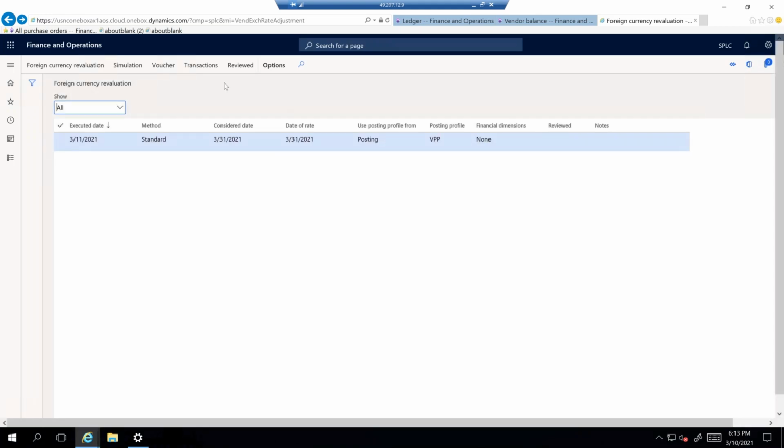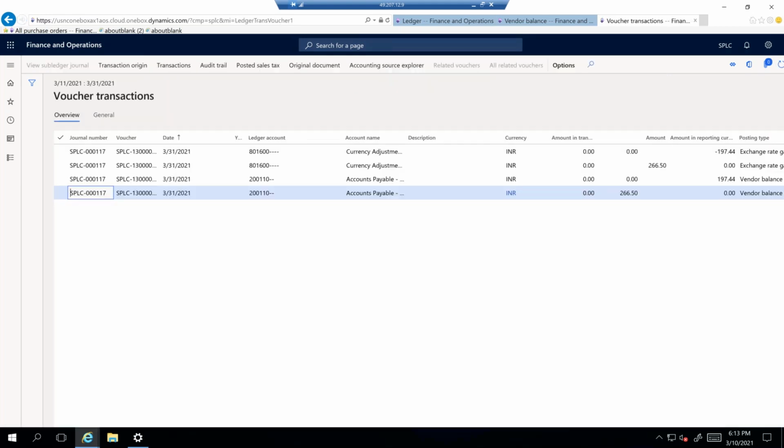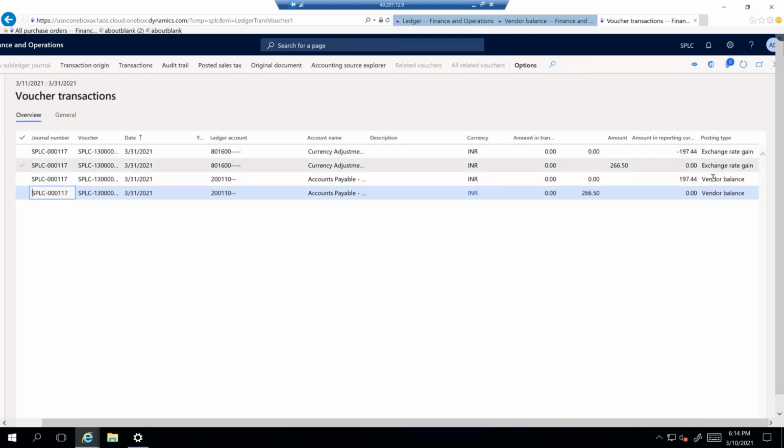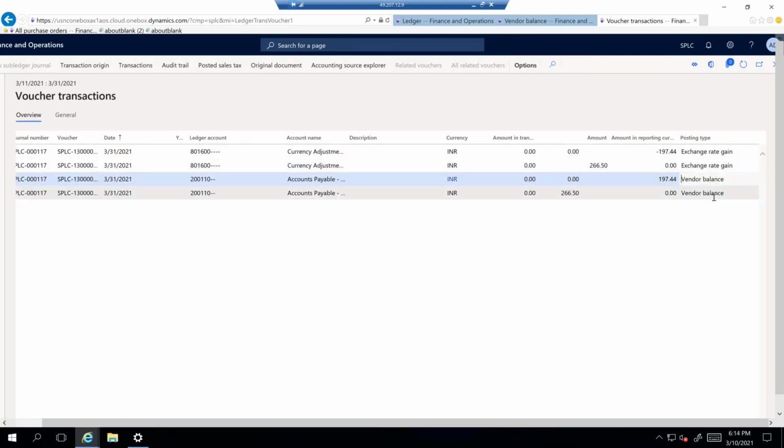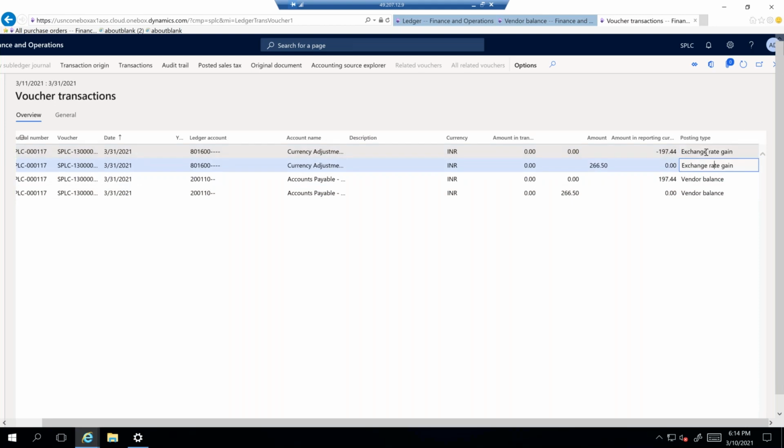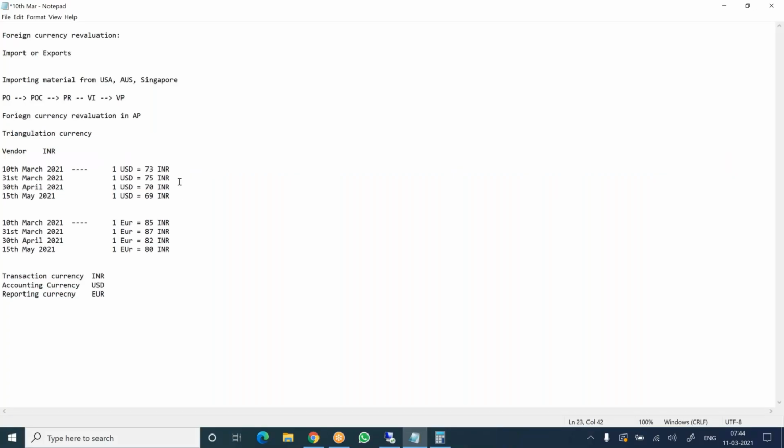So now if you verify the voucher, some transactions are posted. One is exchange rate for accounting currency, exchange rate for reporting currency. One is vendor will be affected and gain or loss will be updated. So it was gain. Exchange rate gain is posted. The reason behind, now he is going to get more amount. Okay, here 75 rupees.